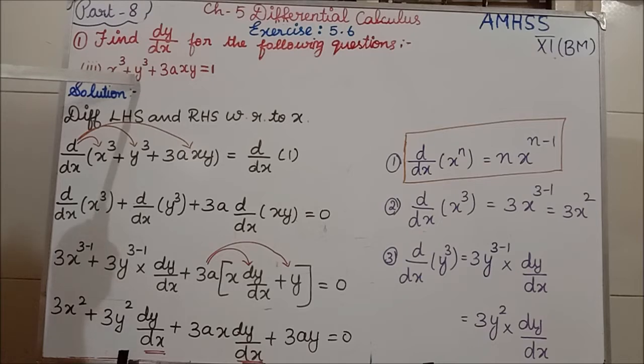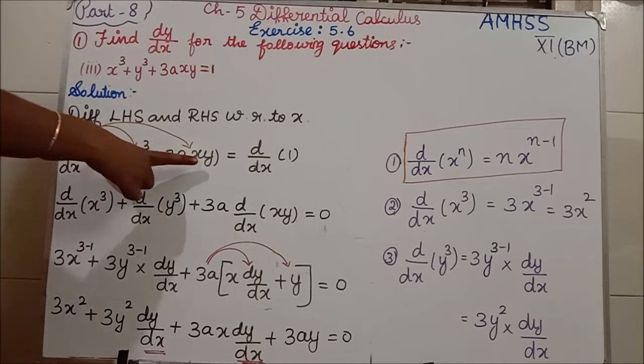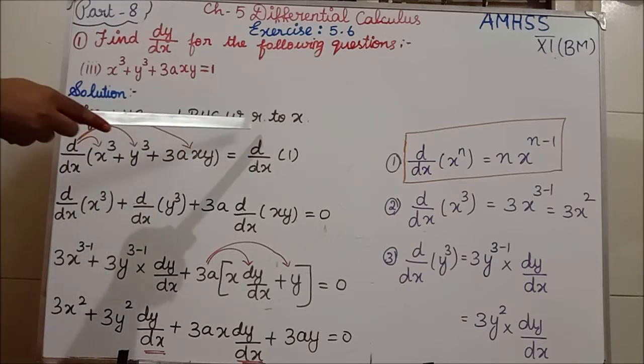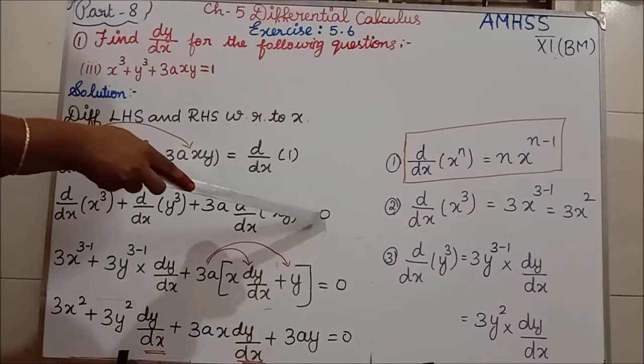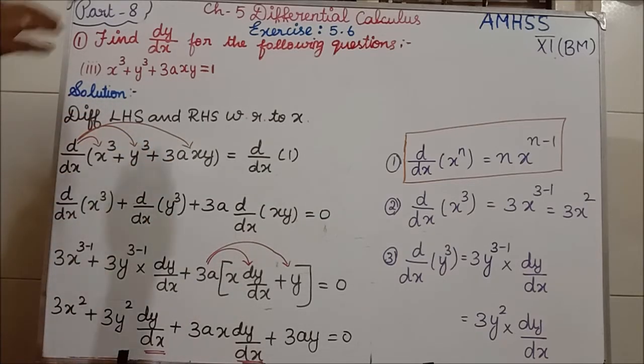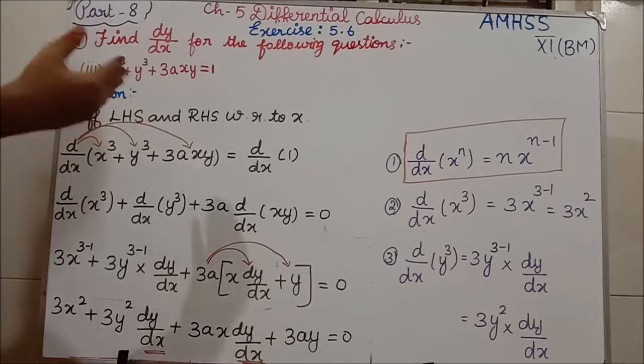x cube plus y cube plus 3axy equal to 1. The first step is to differentiate both the LHS and RHS with respect to x. Differentiating with respect to x means d by dx of the equation I have written is equal to d by dx of 1. 1 is a constant, so if we differentiate the constant, the answer is 0. So our right hand side part is over. Differentiation is over. We have got 0.